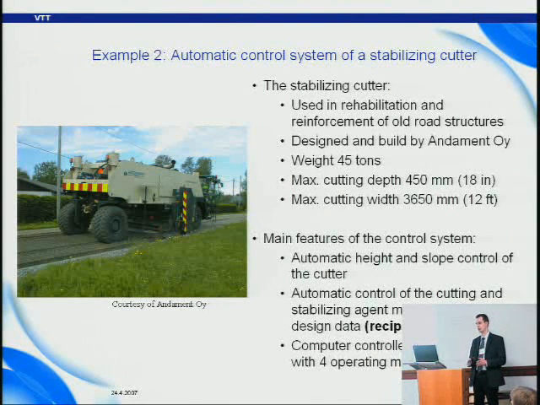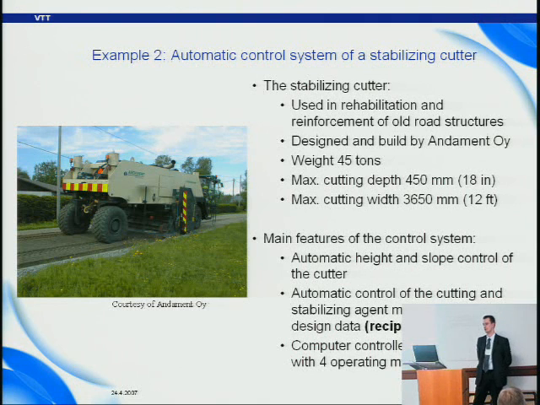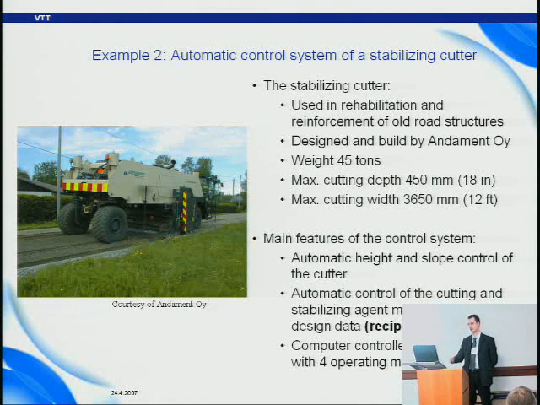So there is an automatic height and slope control, and also these control parameters can be put to a file, and the machine reads the file, and thus in the file there are parameters what to do in a certain location on the road, and it controls the stabilizing agent mixture. So this machine sprays hot bitumen or mixes it to the material. Also because this is a very big machine and it's used in very narrow roads, there is a computer-controlled four-wheel steering, and there are different operating modes.